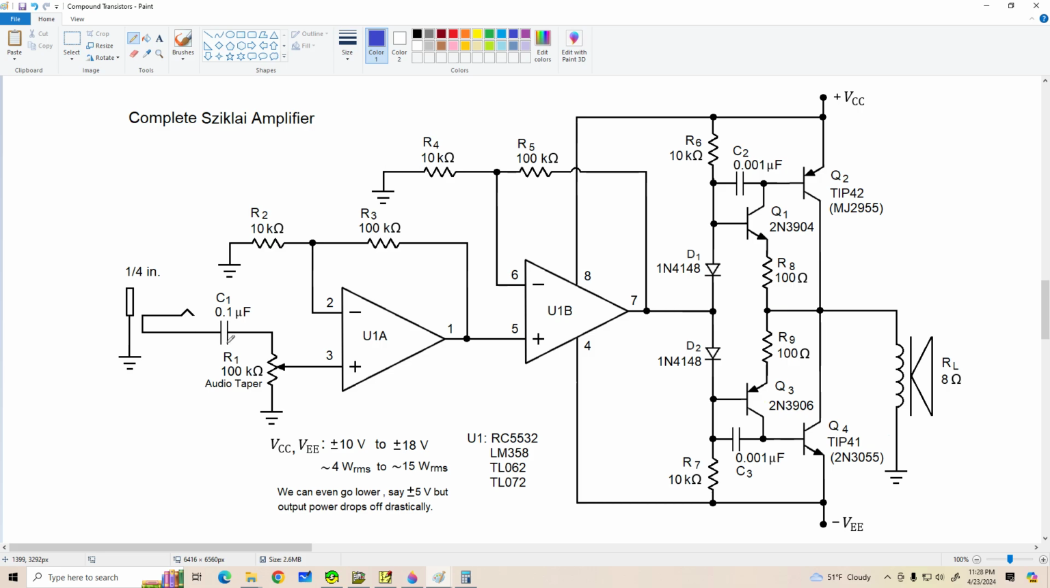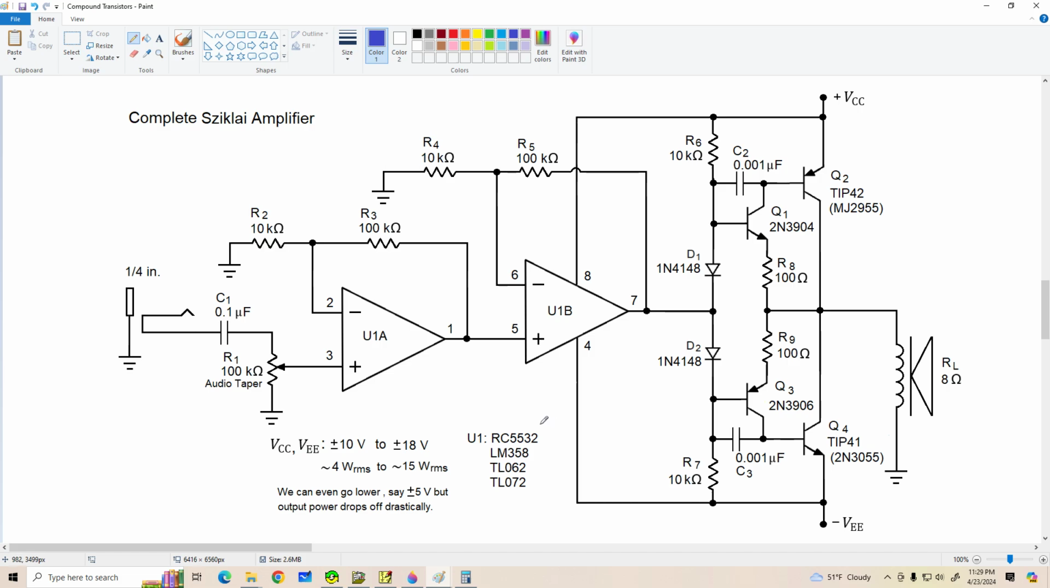All right, I've used a coupling capacitor on the input just on the off chance that you might have a source with a little bit of DC offset. We don't want that to cause a DC current to flow through our loudspeaker, so the coupling capacitor helps prevent that. We can use power supply voltages ranging from plus or minus 10 volts to plus or minus 18, and the maximum power output changes accordingly. And I've even used it with as low as plus and minus 5 volts, but you don't get much power out there, so I wouldn't recommend that.